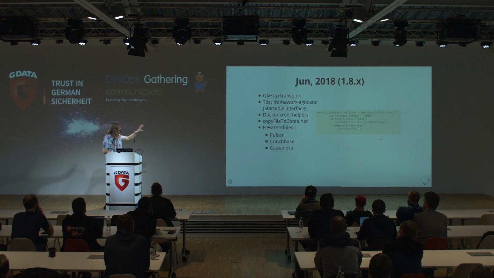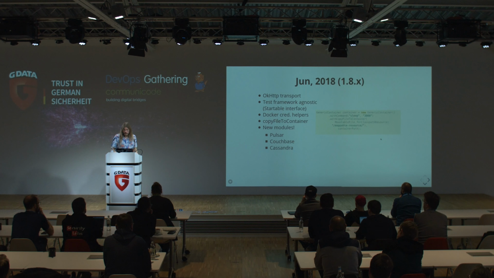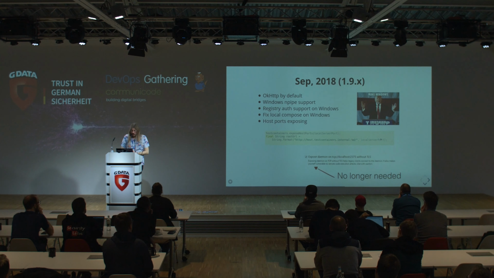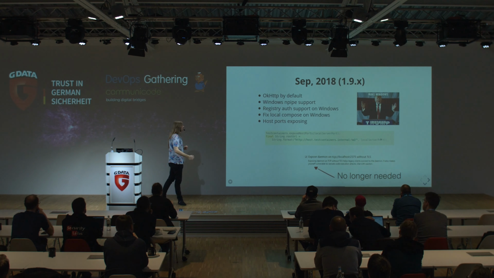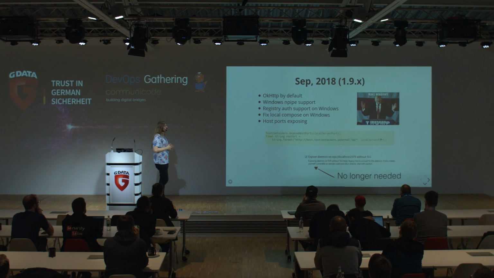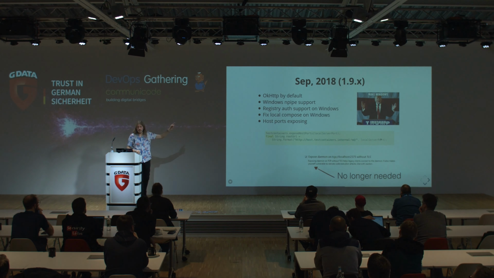Yeah, support for new modules like Apache Pulsar, and now also Couchbase and Cassandra. Then I think release 1.9 was a release where we got Windows support really working well. And that's in many ways thanks to using OkHttp now as the default transport.